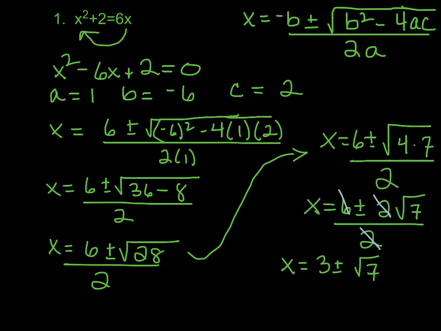So just kind of going back, if I'm dividing everything in the previous step by 2, this would become a 3, this will become a 1, and this will become a 1. But those 1s are not necessary to write. So in simplest radical form, this is our answer to the first question.